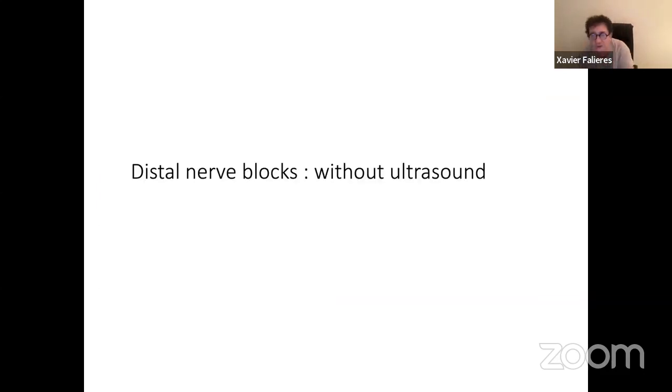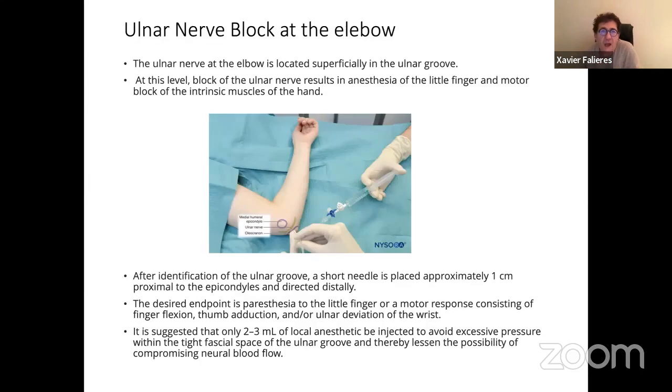But without ultrasound, I would say a very old and well-known technique is the ulnar nerve at the elbow. It's very superficial, it's very easy, you feel it yourself, and you can give yourself a shock on it, so you know where it goes. At this level, it's very easy to give some local anesthetic.